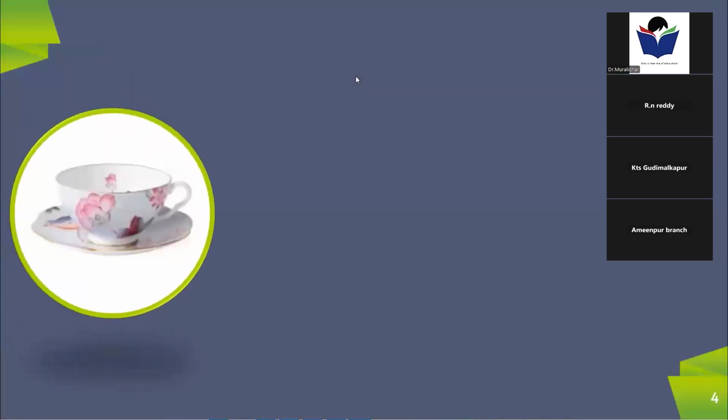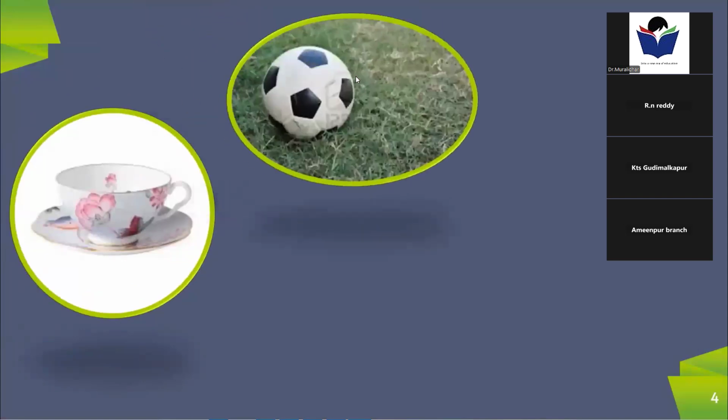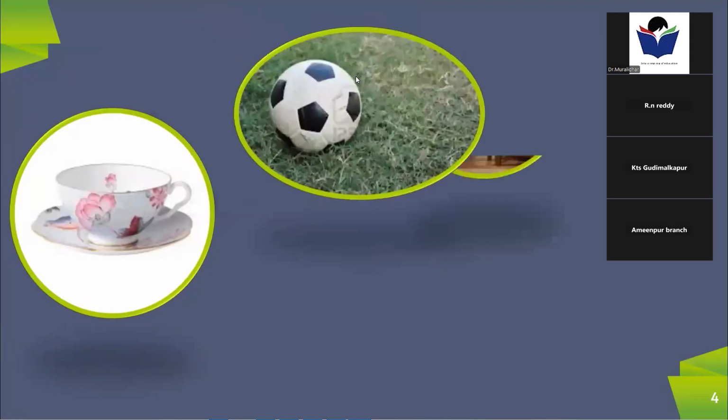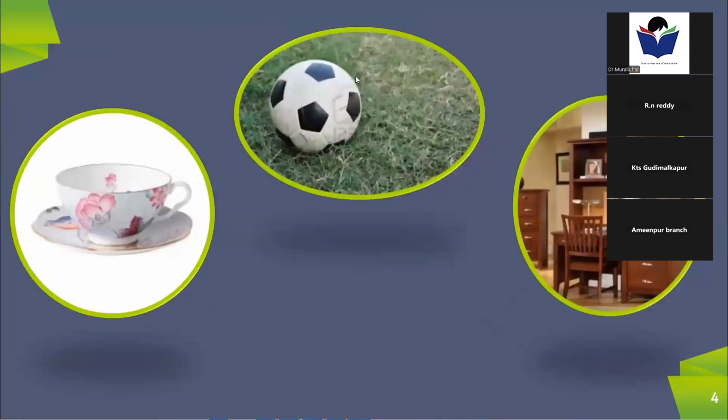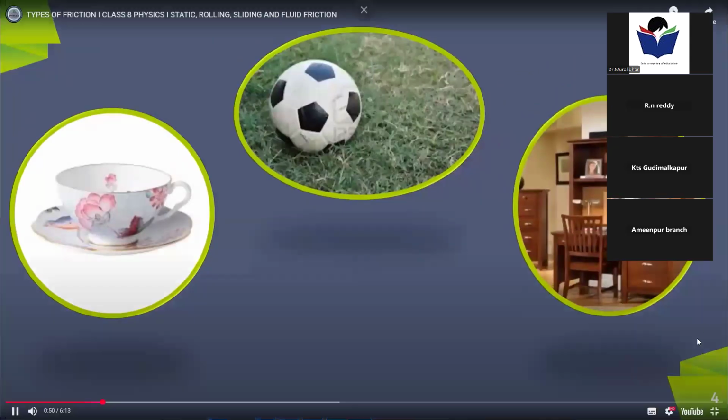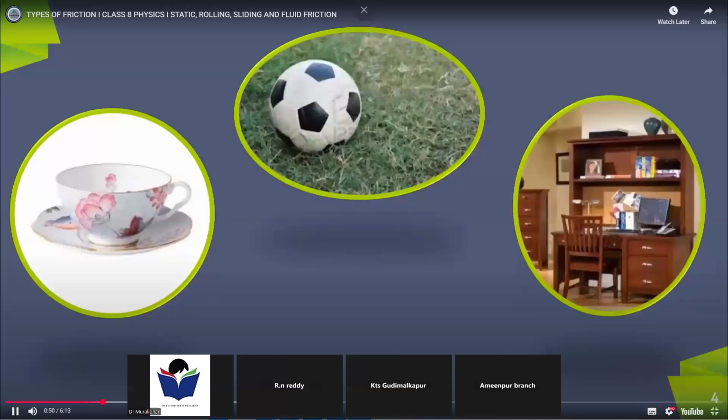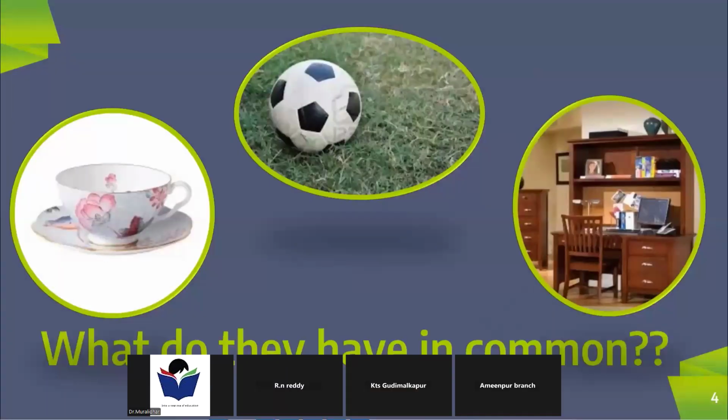Let us look at this picture. It is a cup resting on the surface of a saucer, right? Another one, a ball resting on the ground. Here you can see many objects resting on the surface of other objects. That is the common speciality of these objects, right? All these objects are at rest on the surface of other objects. Do they experience any opposite force? Definitely yes. That is why they are not able to move.